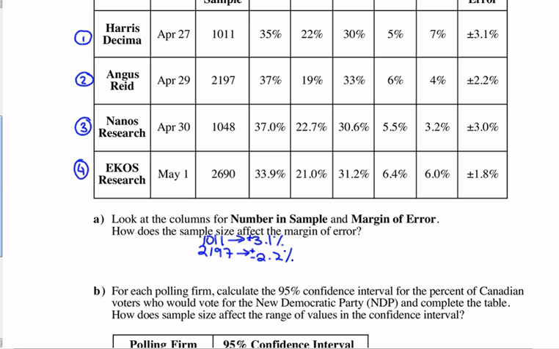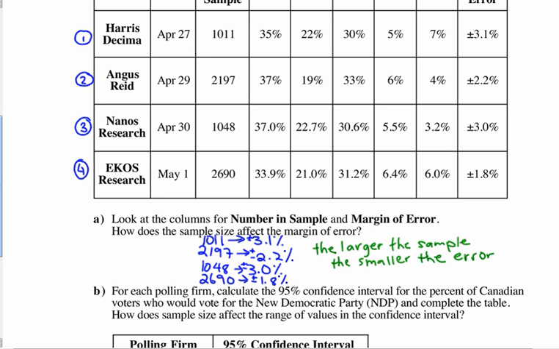Okay, with a sample of 1,048, my error became plus or minus 3.0%. And with 2,690, my error was plus or minus 1.8%. The larger the sample size, what do you notice about the error? So the larger the sample, the smaller the error.